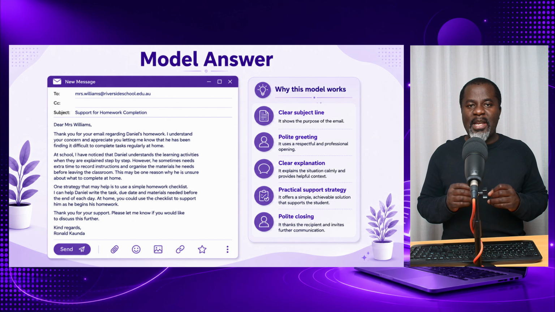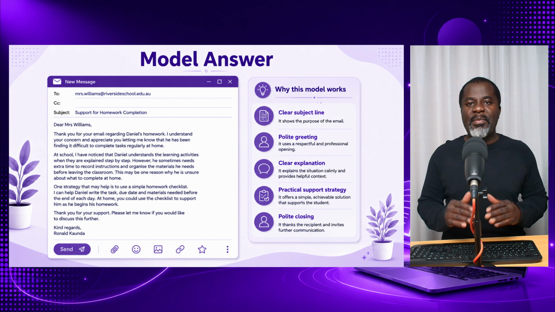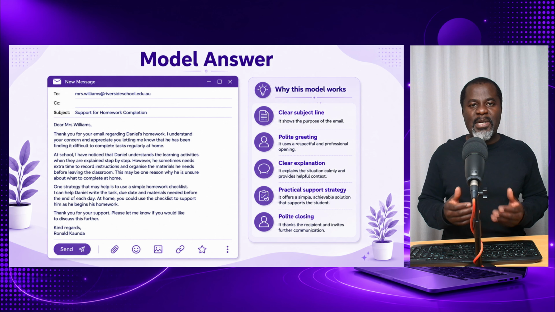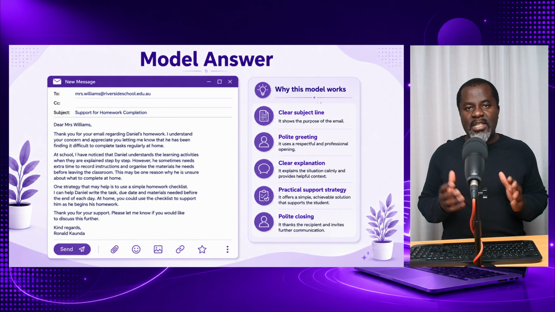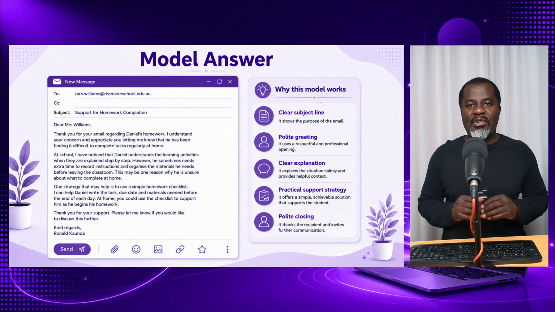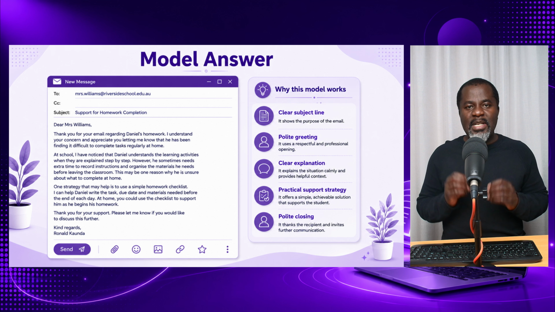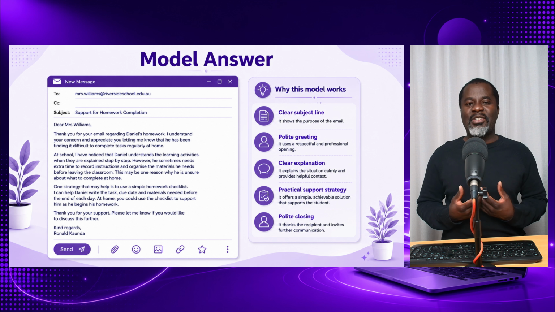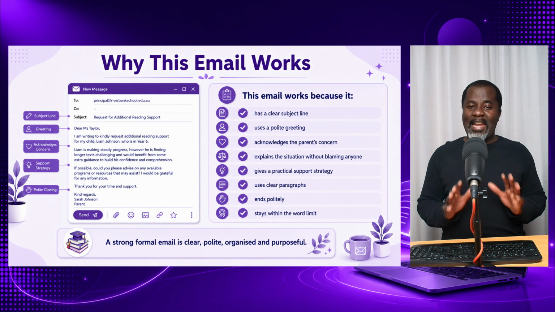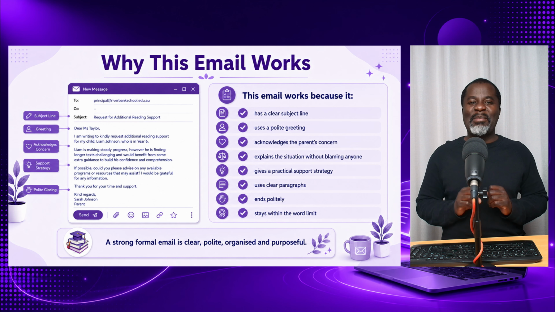One strategy that may help is to use a simple homework checklist. I can help Daniel write the task, due date, and materials needed before the end of each day. At home, you could use the checklist to support him as he begins his homework. Thank you for your support. Please let me know if you would like to discuss this further. Kind regards, Ronald Kaunda.